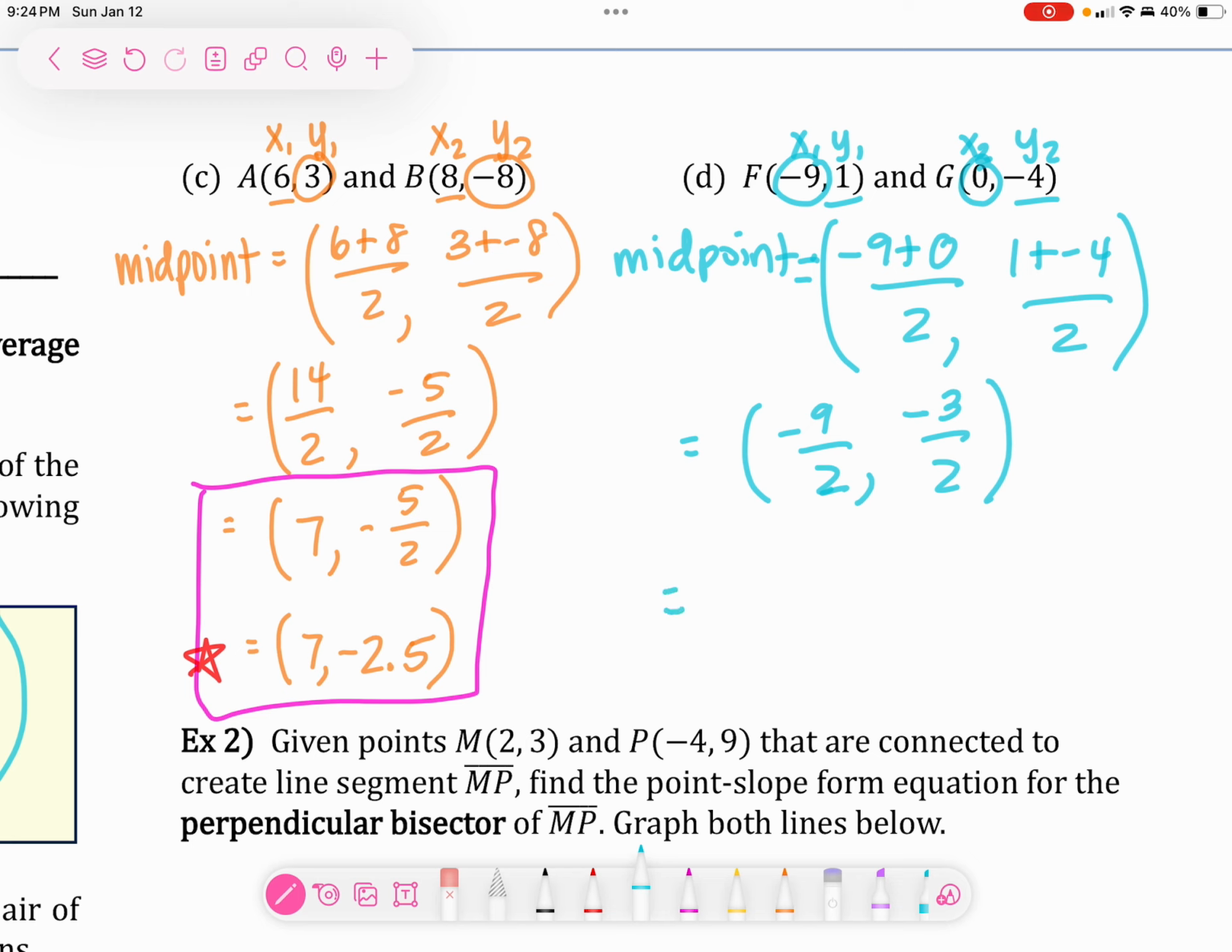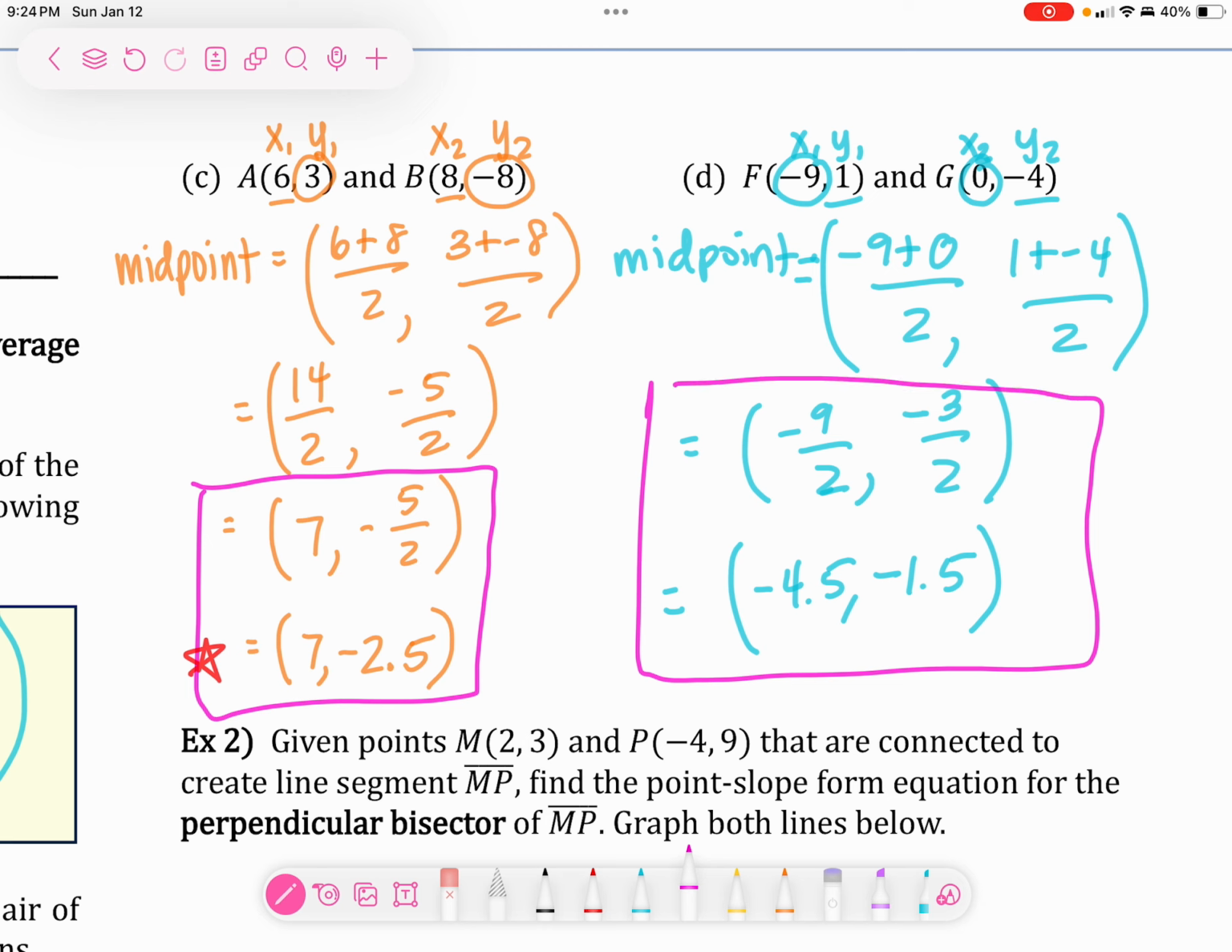So the only other option would be to write them as decimals, excuse me. So negative 9 divided by 2 is negative 4.5. And then negative 3 divided by 2 is negative 1.5. So either of those answers is fine. Again, if you're graphing, you would want this answer here at the bottom because that's going to be something that we can understand where it would be located versus having a fraction.